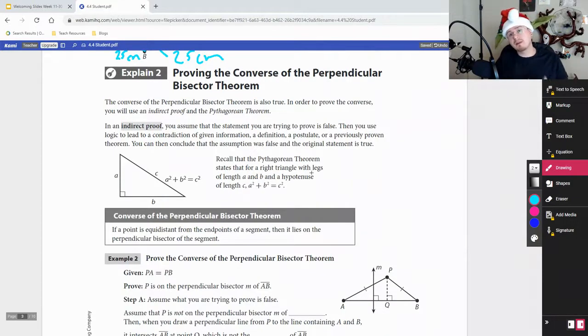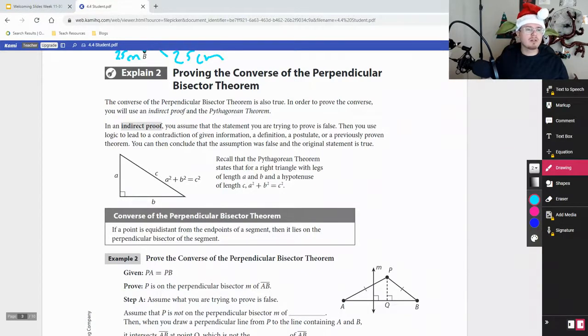Good time to take a breath, pause, get your notes cleaned up. Next section, proving the converse of the perpendicular bisector theorem. Remember what a converse is, right? It's like the opposite. If P then Q, if Q then P. Not the shoes, although I am a fan of some Converses. The converse is also true.